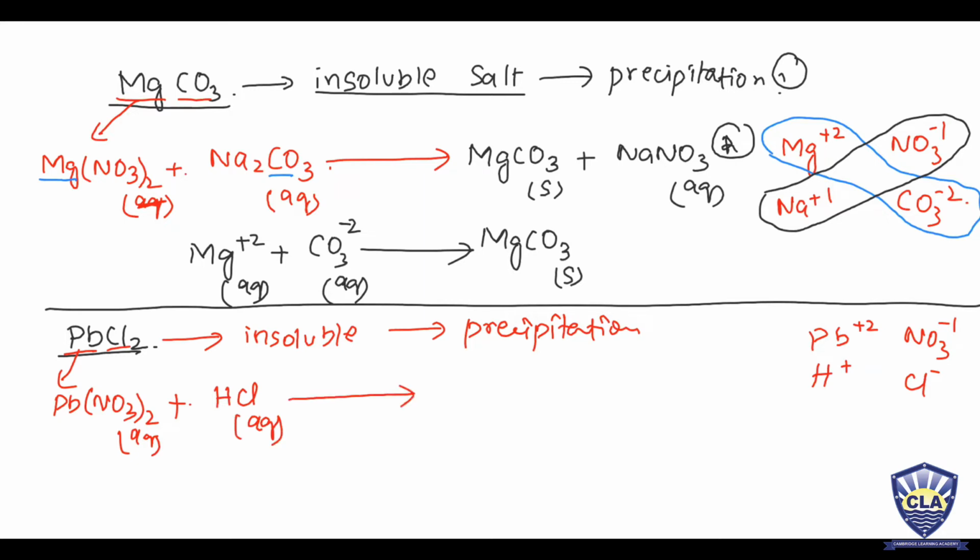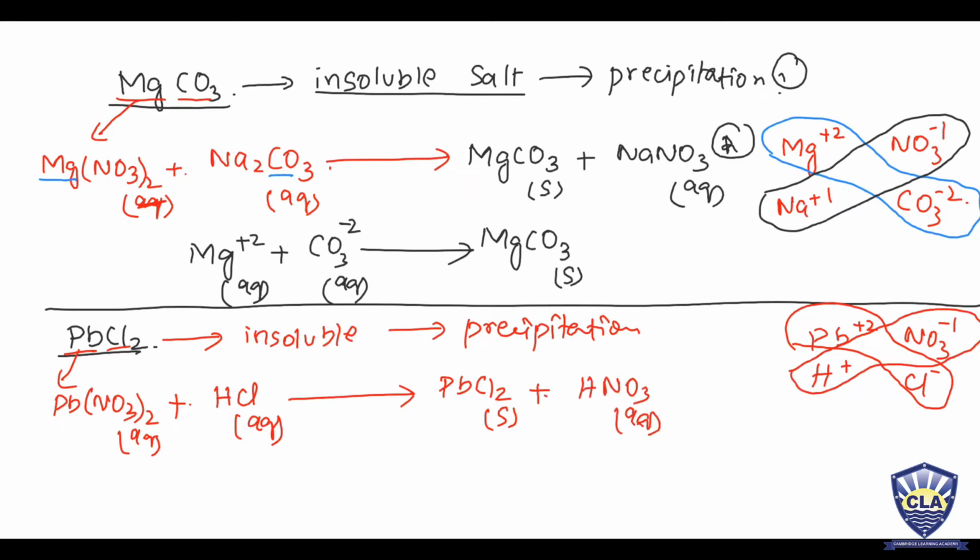So when we mix them together, what would happen? The positive of this will join with the negative of this, so it would become lead chloride, PbCl2, solid. Okay, and H would join with the negative of this, so it would become HNO3, which is again aqueous. If you want to make the ionic equation, the thing which is solid, write it as PbCl2 solid, and now write its ions up here, Pb2+ aqueous and 2Cl-, that is also aqueous. So this is the ionic equation.